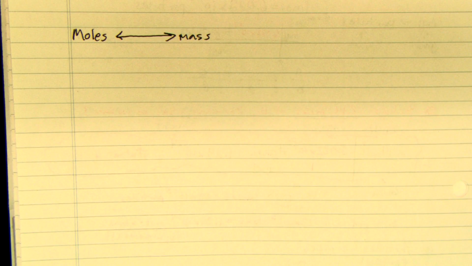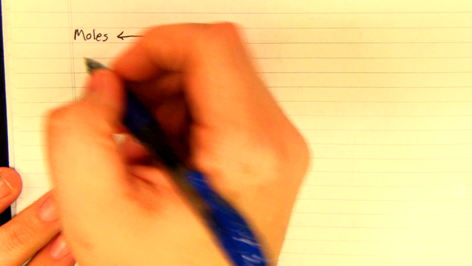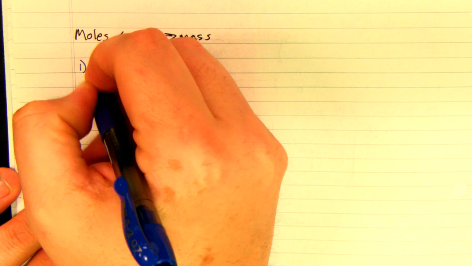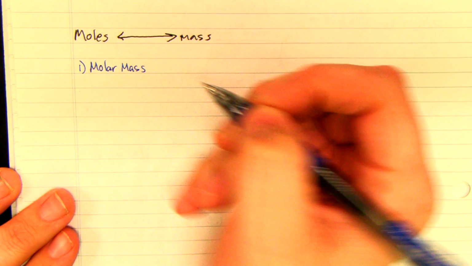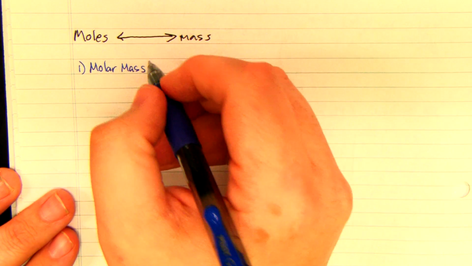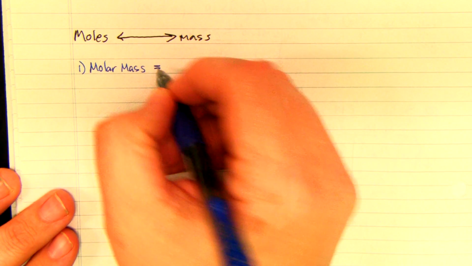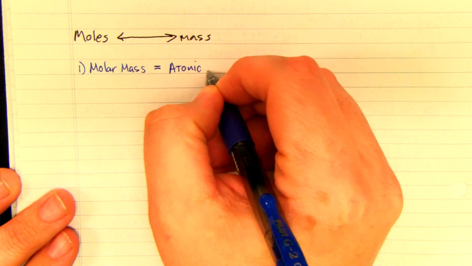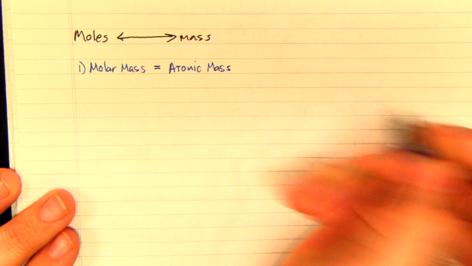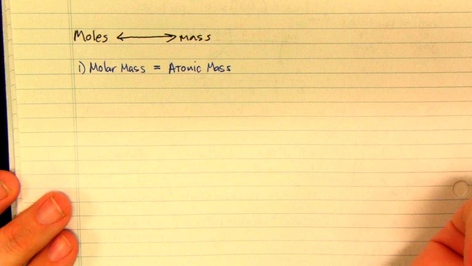Alright, for converting mass to moles and moles to mass, a couple things we have to do. First thing we have to do is actually define a couple ideas. One is molar mass. For molar mass, what we're going to do, molar mass is going to be equal to atomic mass, the atomic mass that you find in the periodic table.